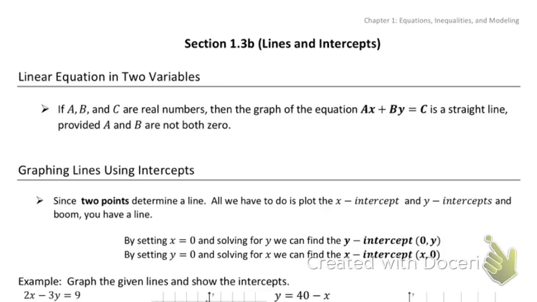If a, b, and c are real numbers, then the graph of the equation ax plus by equals c is a straight line provided that a and b are not both 0. One can be 0. X could be 0 or y could be 0. They both cannot be 0. Otherwise, you have 0 equals a number, which is not true, or you have 0 equals 0, which is a point, I guess. Anywho, both can't be 0, but either one can be. In fact, if x is 0, you're going to have a straight line. If y is 0, you're going to have a straight line. You'll see that in your homework.